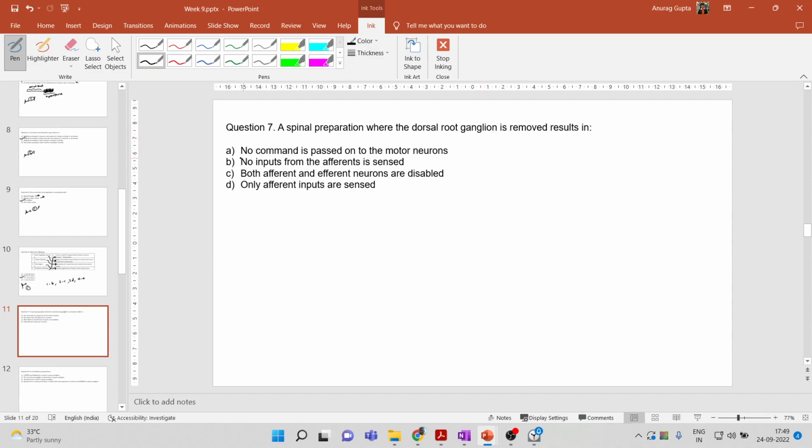So the answer is... no command is passed on to the motor neurons. This is wrong. The motor neurons still have a route to cause movements, but no inputs from the afferents are being sensed. This is correct because the dorsal root has been cut out. Both afferents and efferents are disabled. This is not correct. Only afferent inputs are lost. No, it is only efferent outputs that are given. So the answer is B.